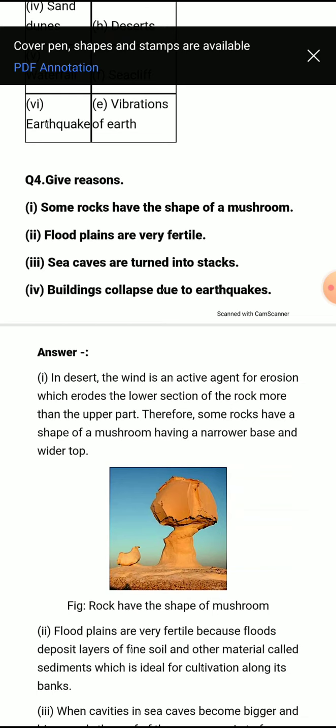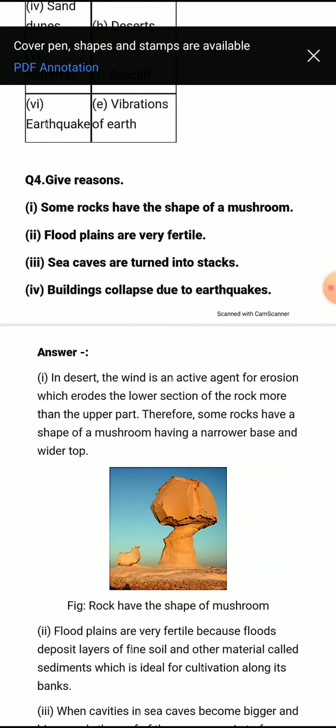We have done this yesterday. In desert, the wind is an active agent of erosion which erodes. What is the meaning of erodes? Means transporting sand from one place to another place. Okay, it erodes the lower section of the rock more than the upper part of the rock, right? Therefore some rocks have the shape of a mushroom with a narrower base. You can see in this picture they have a narrower base and a wider top. It's happening only because of the strong wind in deserts, right?